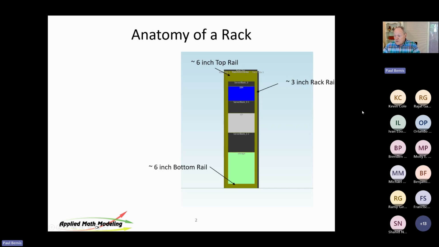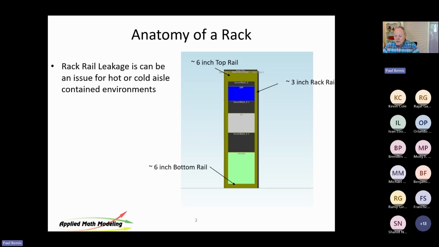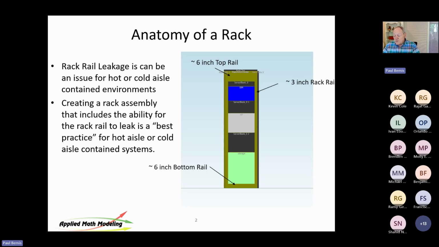And that means you have this rack rail that sits around. It's generally about 3 inches on each side. It's generally 4 to 6 on the top, and 3 to 6 on the bottom. And this goes to the floor, by the way. A lot of people don't look down on their racks, but down low is important because that's where the cold air hangs out. It's down low because it's a little denser. So these things leak. Rack leakage can be an issue. It certainly is for contained systems. You have to model it. You should model it, and you need to add that in for best practices.